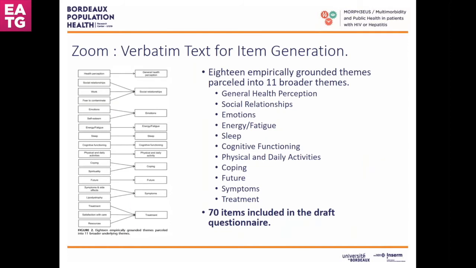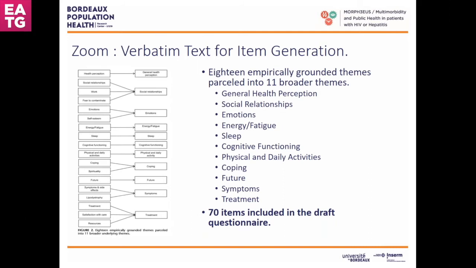Now they went from the verbatim text, meaning the different quotes that were coming up for the item generation, and they moved from, on the far left-hand side of the screen, the 18 empirically grounded themes, and then these were parceled out into 11 broader themes. So at the bottom of the screen, you have the example of treatment, satisfaction with care, and resources. That theme is now called treatment. But you're going to have questions within that theme that refer to satisfaction of care.